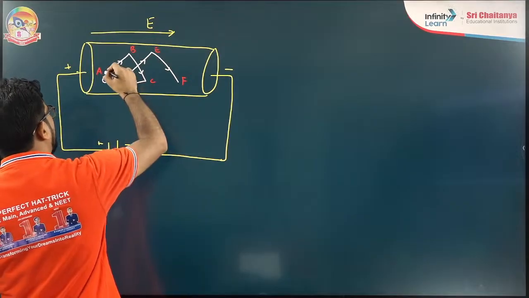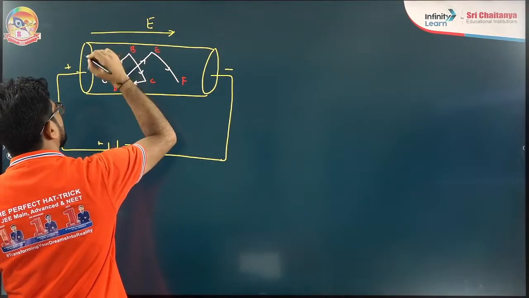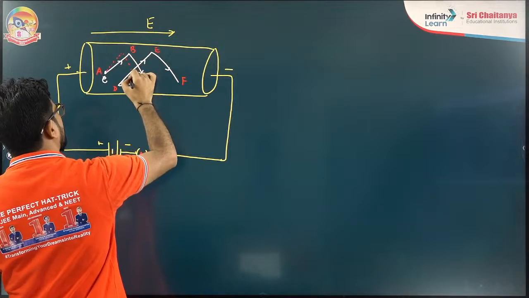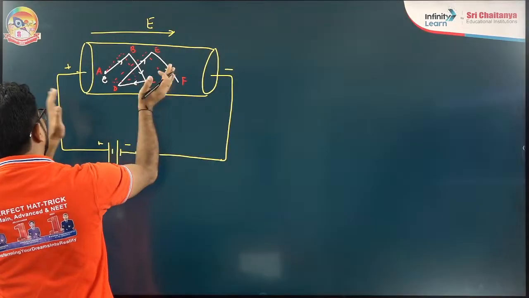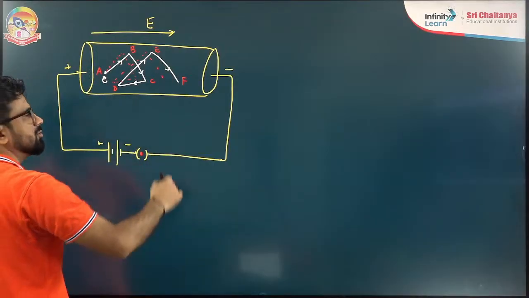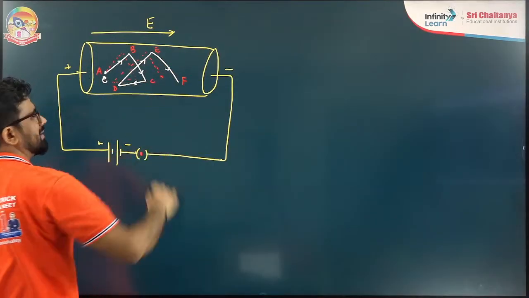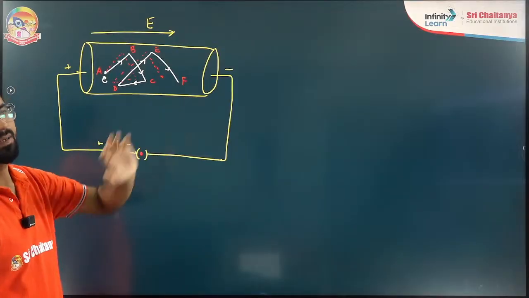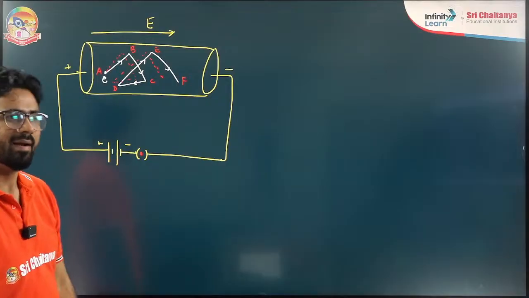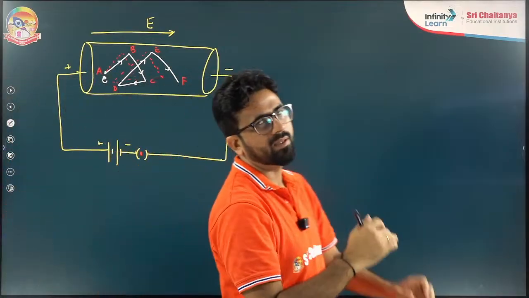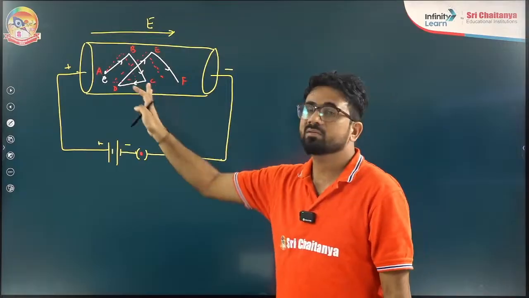That means it will start to drift like this. It is drifting towards the left, beta. Drifting towards the left. This is going to happen. This thing we will study in detail in the current electricity chapter. It is a very basic thing that we will start and discuss in detail.